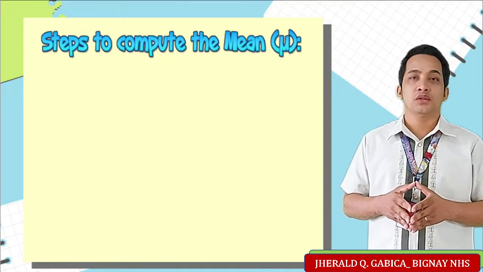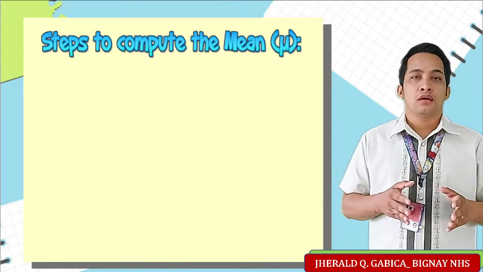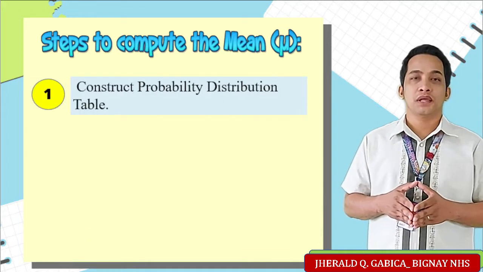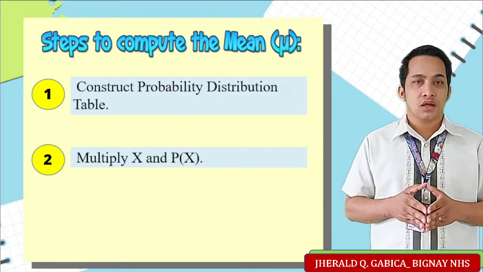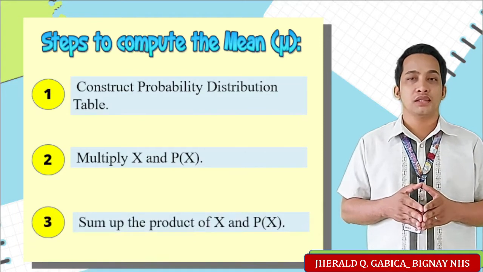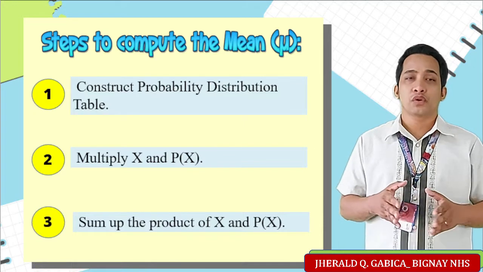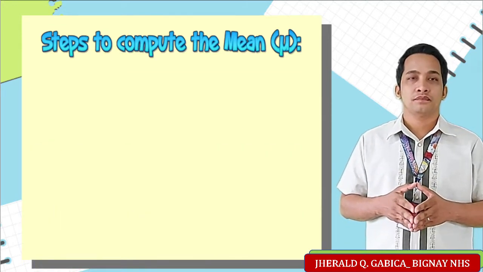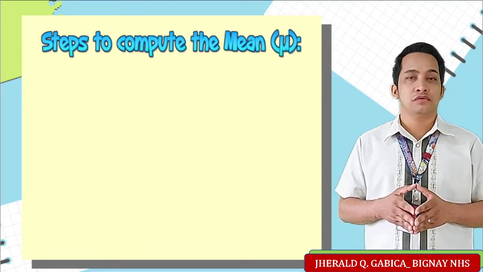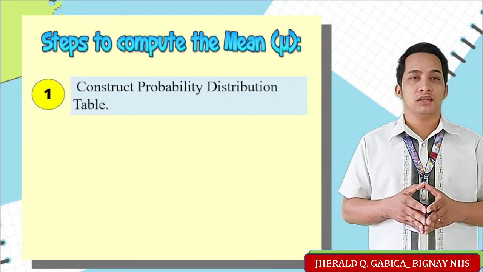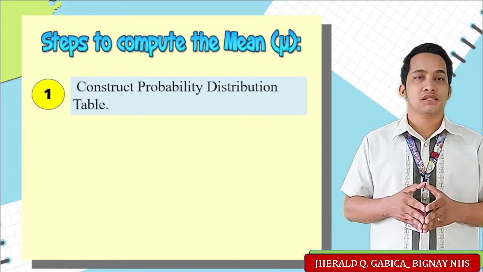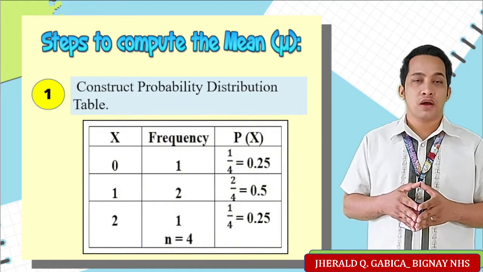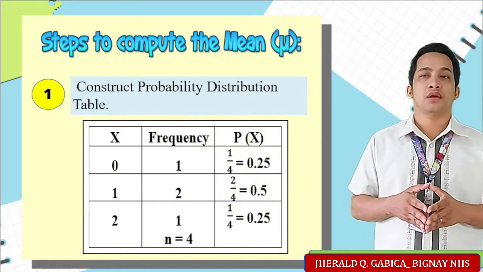To solve for the mean, we follow these steps. First, construct the probability distribution table. Second, multiply x and the probability of x. And third, sum up the products of x and the probability of x. For our first step, we can now use the table we solved a while ago. So we just remove the frequency column. So x is 0, 1, and 2. The probability of x is 0.25, 0.5, and 0.25 respectively.